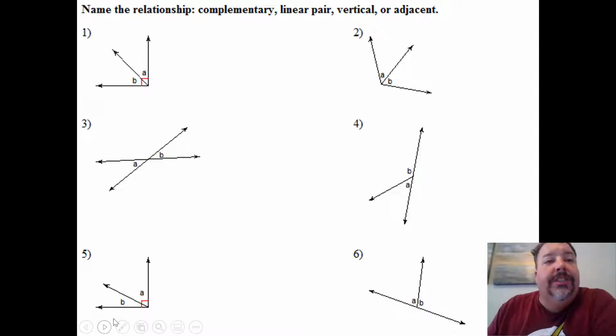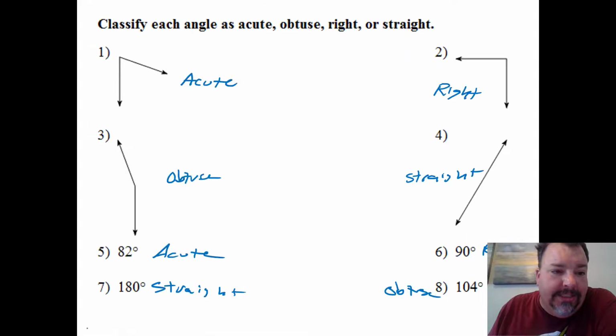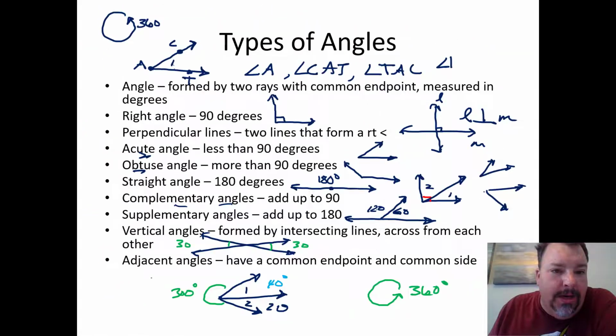The next thing we're going to do is go through some, I forgot, the linear pair. Back on this page before, we were talking about complementary and supplementary. Supplementary, another name for that is linear pair.